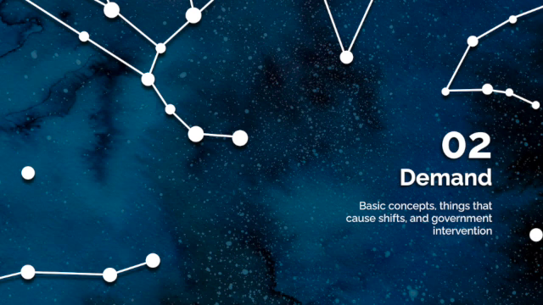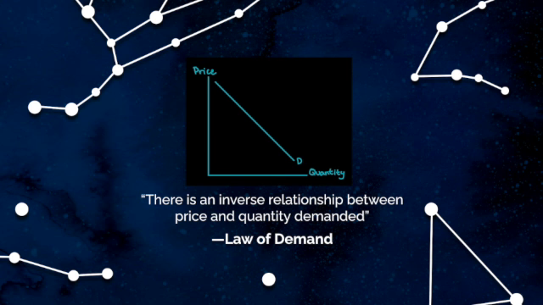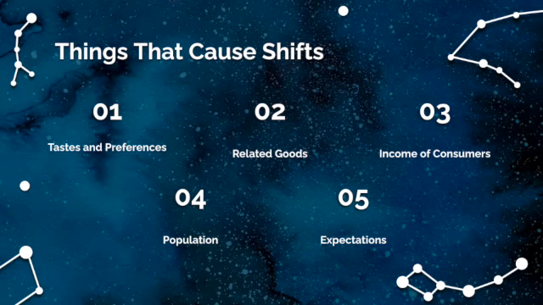Next is demand. We're going to go over basic concepts, things that cause shifts, and government intervention. So the law of demand says that there's an inverse relationship between price and quantity demanded. Quantity demanded is basically how much people want of something. Things that can cause shifts in demand are taste and preferences. So, for example, if scientists say dark chocolate is healthy, then demand for dark chocolate will increase.